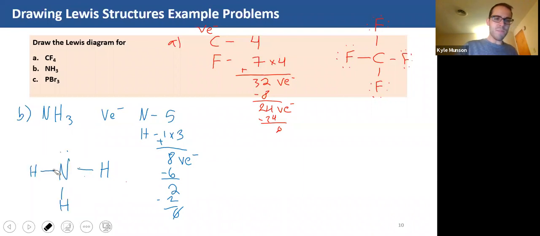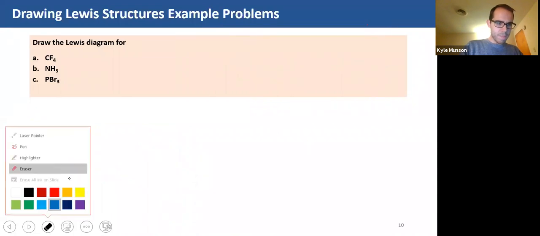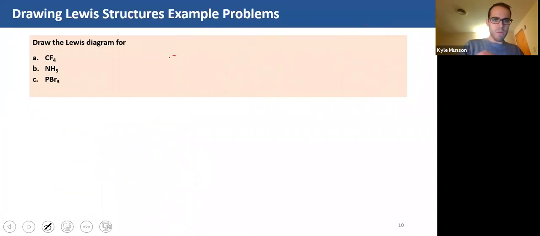So again, it's pretty simple writing some of these Lewis structures. I'm going to just erase here a little bit. Actually, I could just clear all, erase all ink on the slide. Yep. Okay. So I'll just redo this real quick.